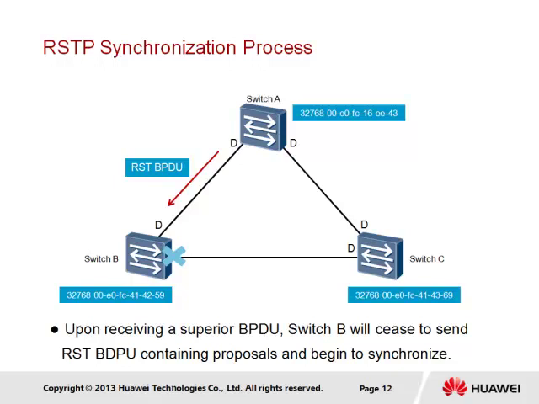Upon recognizing that a superior BPDU has been received, the switch, which in this case is switch B, will need to set all other designated ports to a discarding state in order to prevent the forwarding of any frames during the proposal and agreement process.